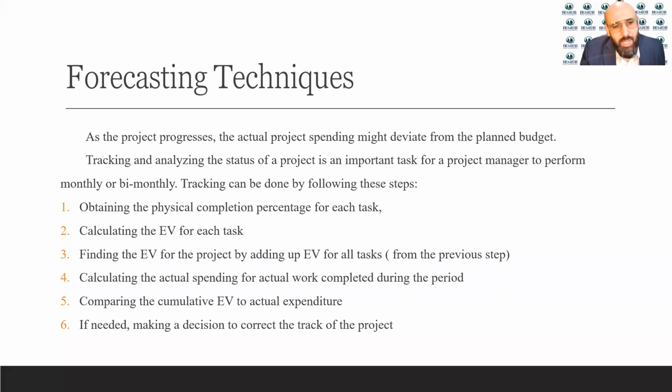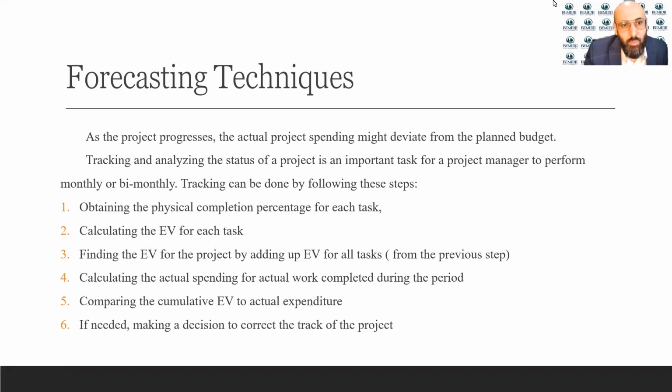And then number four, calculating the actual spending. We need to look into the actual spending for the actual work completed during that period, and then compare the cumulative earned value with the actual spending. So you compare the EV to the actual spending, the AC, and then you need to make a decision to correct the track of the project. And this is what we have to do here.